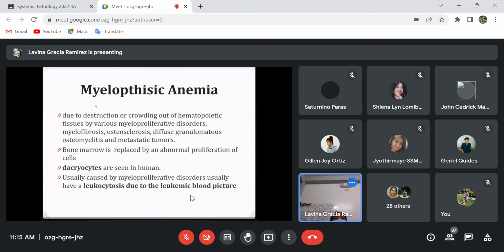That means there are some liberated cells in the circulation that should not be there, in terms of sizes and so on, which you can see in a blood test or blood smear of your blood cells. Usually this is caused by myeloproliferative disorders, usually accompanied by leukocytosis and leukemic blood picture. So take note, the myelophthisic anemia is not only affecting the RBC but all of the cells within the bone marrow.